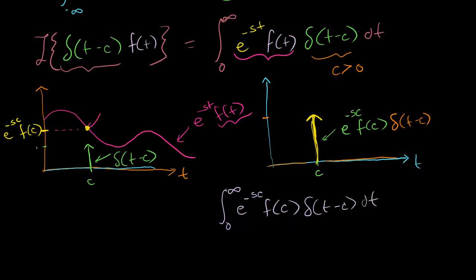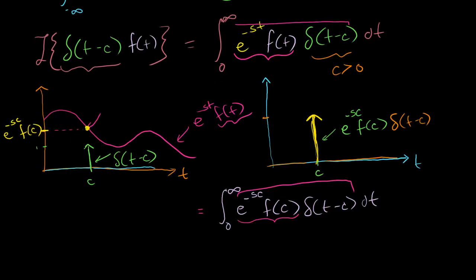Now, this thing right here, let me make it very clear. I'm claiming that this is equivalent to this, because everywhere else, the delta function zeroes out this function, so we only care about this function, e to the minus st f of t, when t is equal to c. And so that's why we were able to turn it into a constant. But since this is a constant, we can bring it out of the integral.